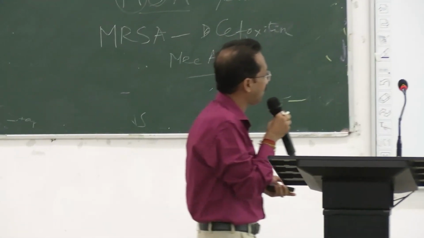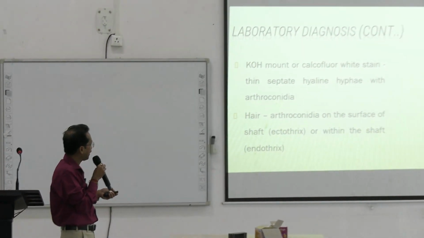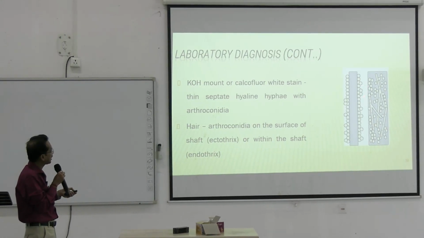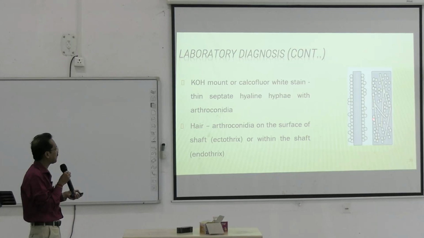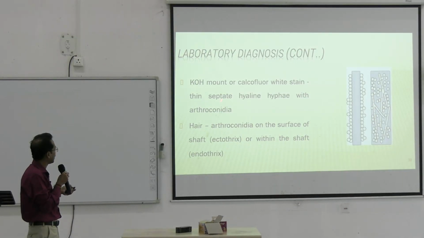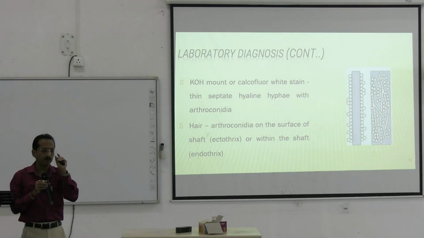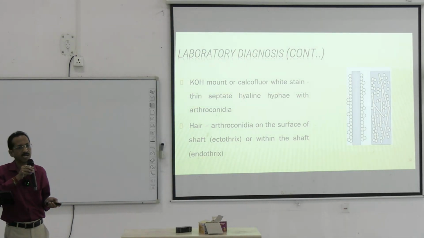So this is a hair and this is outside the hair, that is called ectothrix, and when it involves the shaft of the hair, that is endothrix. So hair should be put in 10% KOH. When you take hair, with part of the hair follicle, you have to see the whole hair in KOH, otherwise you cannot differentiate ectothrix and endothrix.